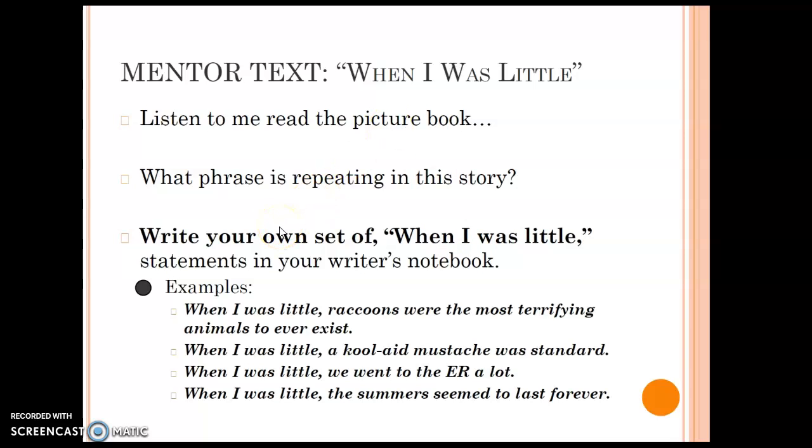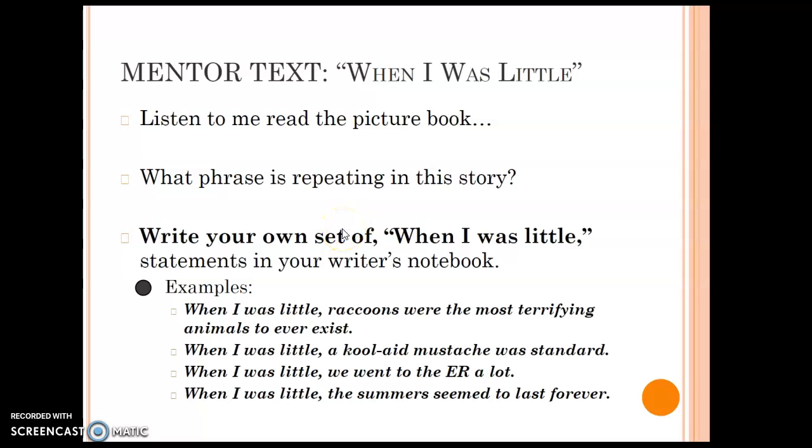The picture book just repeats the phrase, "When I was little." So when I was little, I got my hair cut. When I was little, I used to go to daycare. When I was little, my mom and dad told me no. So the goal of that short story, picture book, is just to have you think about when you were little.